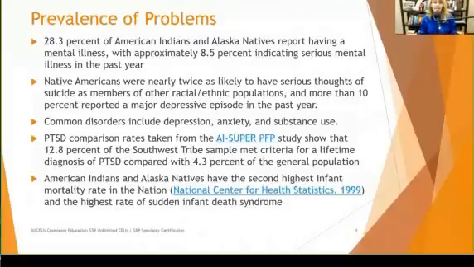American Indians and Alaskan Natives have the second highest infant mortality rate in the nation, and the highest rate of sudden infant death syndrome. So you've got a lot of trauma here in a lot of families with higher rates of infant mortality and sudden infant death.